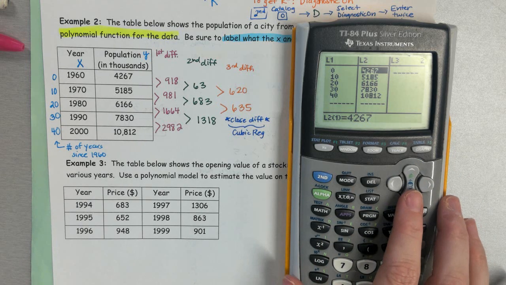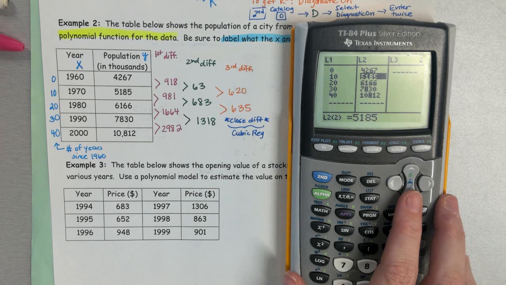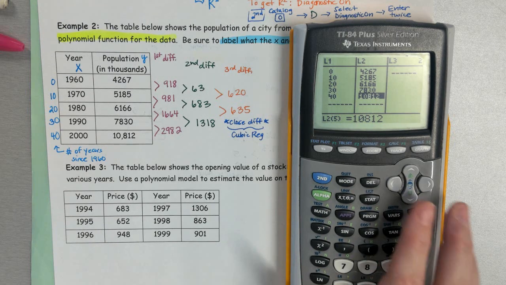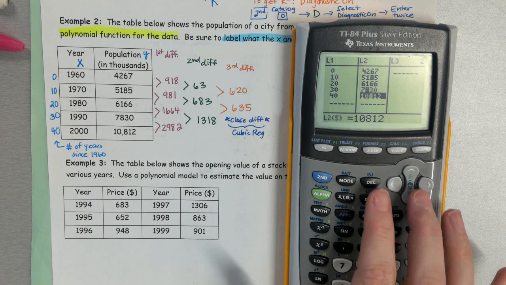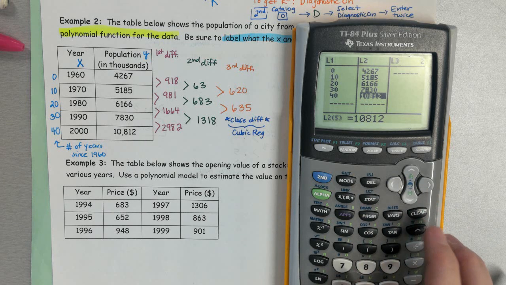And the first one is 4267, 5185, 6166, 7830, and then 10,812. Okay, and then just look up at me when you have those entered so I know you're ready for the next step. I appreciate your intentional looks.